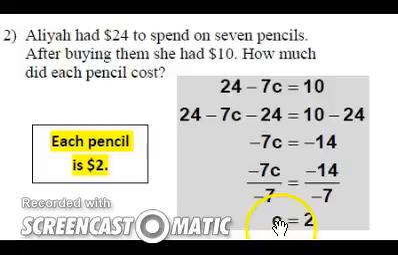Now, in order to find c, remember we always want a coefficient of 1 when we're solving, so we have to divide both sides by negative 7. So we end up with c equals 2. Why? Because a negative divided by a negative is a positive. 14 divided by 7 is 2. If we put that back in here just to check, $24 minus 7 times 2 is 14, so 24 minus 14 equals 10. It does check.